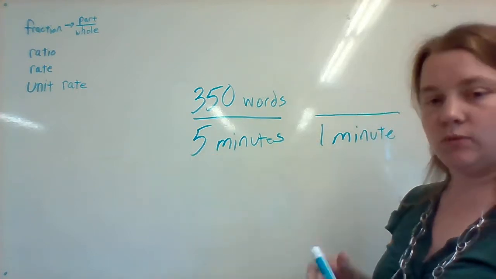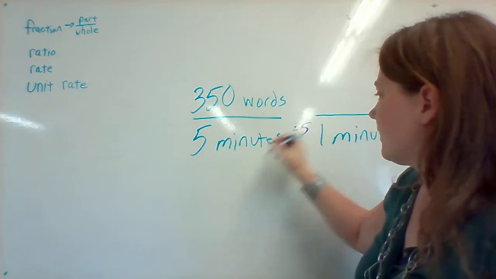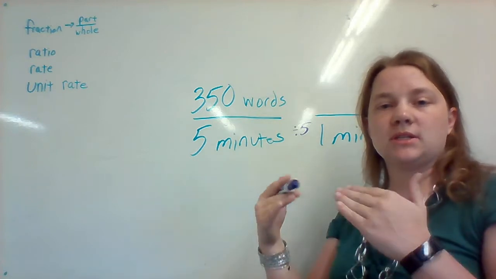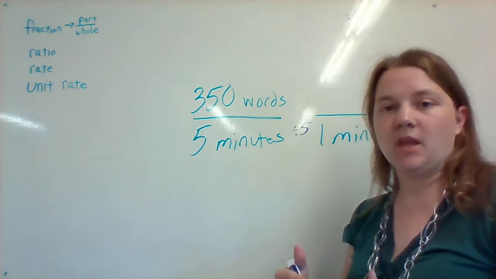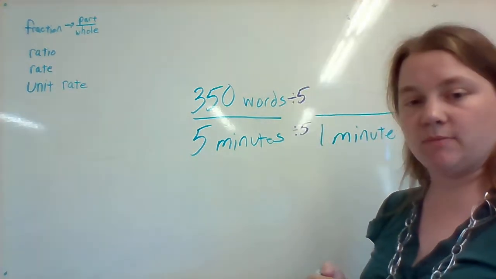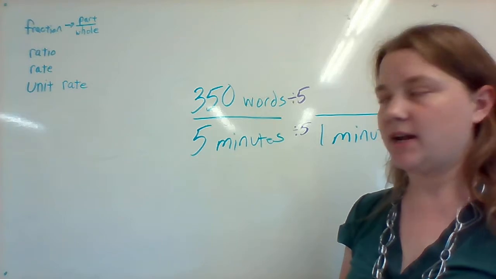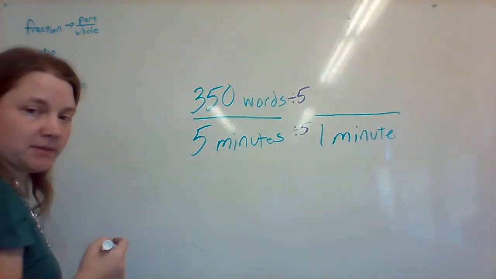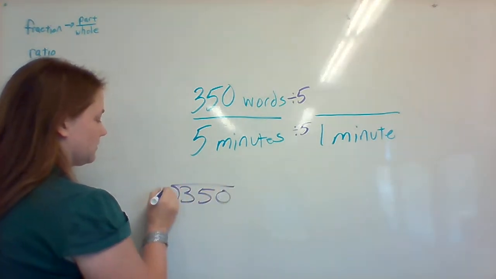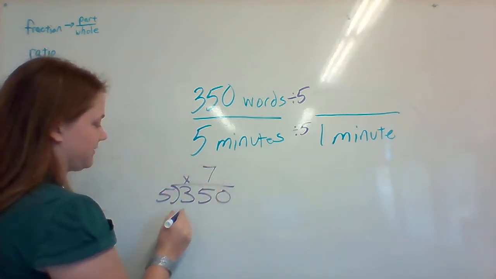So to go from 5 to 1, we're actually going to be dividing by 5. 5 divided by 5 is 1. And in a fraction, whatever you do to the top number, you have to do to the bottom. And whatever you do to the bottom number, you have to do to the top. So, because we divided by 5 on the bottom, we have to divide by 5 on the top. So let's take 350 divided by 5. 5 doesn't go into 3, but it goes into 35 7 times.